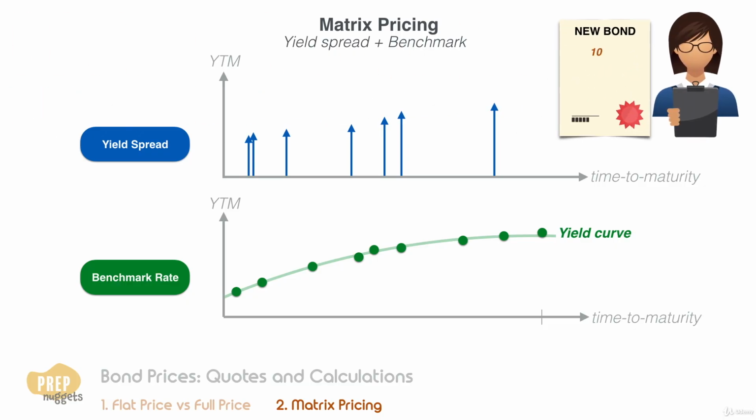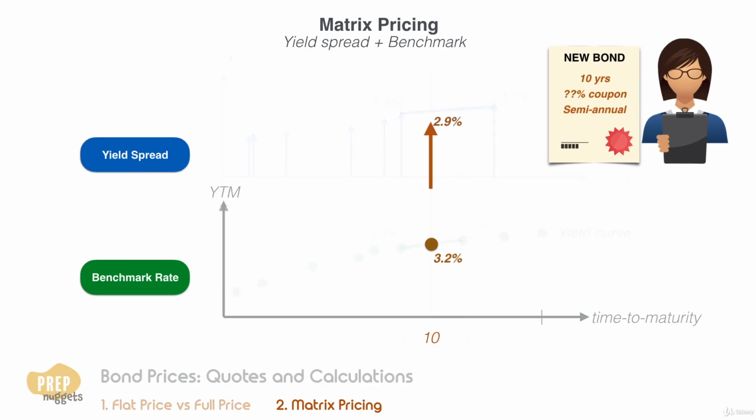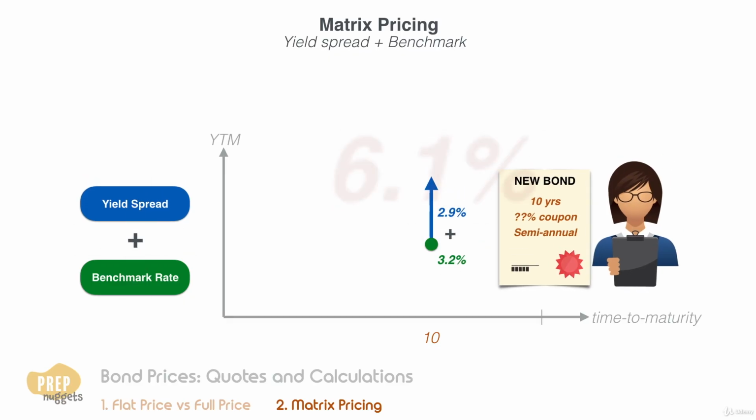So for example, if a company wants to issue a bond of 10 years to maturity, we can estimate the benchmark yield as the midpoint between the yields of government bonds with 9 and 11 years to maturity. This works out to a benchmark yield of 3.2%. Likewise, we estimate the spread specific to this issuer based on similar bonds with 9 and 12 years to maturity. This works out to a yield spread of 2.9%. Adding up the two estimated yields, we have an estimated discount rate of 6.1% for this new issue. The issuer may want to set the coupon rate at 6% and sell the bond at a discount.